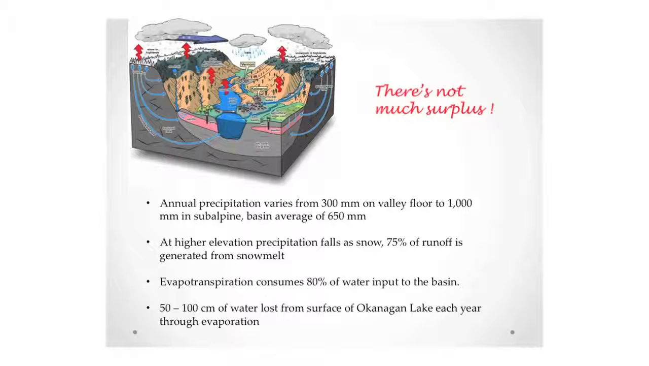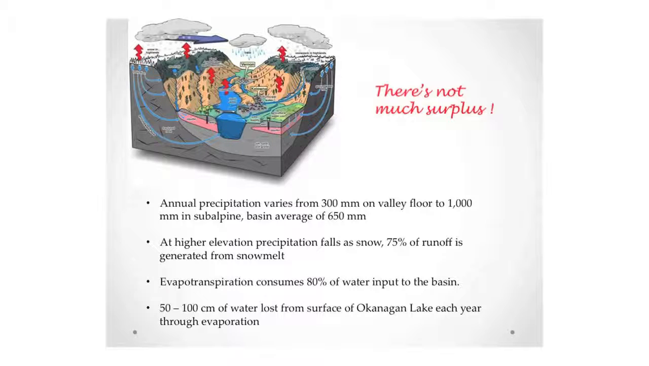And as we see in this particular cartoon, we get our weather from the west. Precipitation largely comes from the south and the southwest, and at higher elevation, precipitation falls as snow. Snowmelt generates about 75% of the total runoff into the basin. But the key factor here is that although we get on average 650 millimeters of precip every year, 80% of that water is returned to the atmosphere through evapotranspiration. So only 20% of the precip that falls enters or stays in the hydrology of the basin.